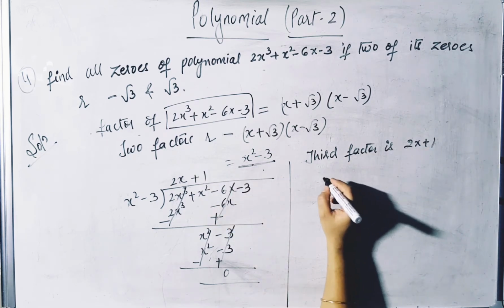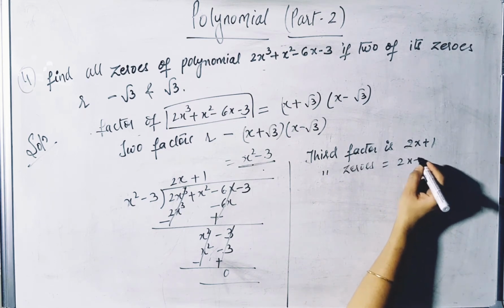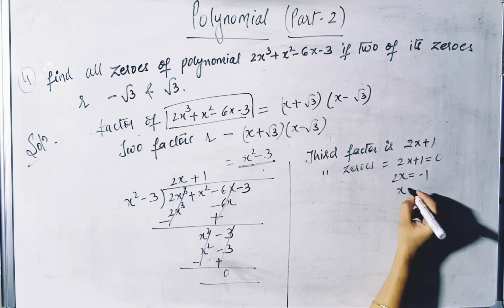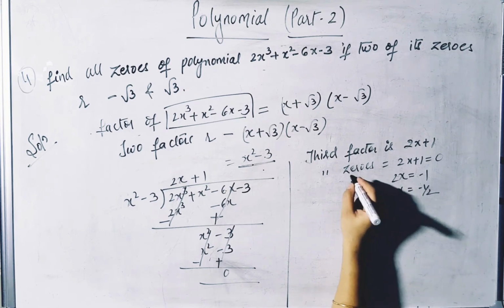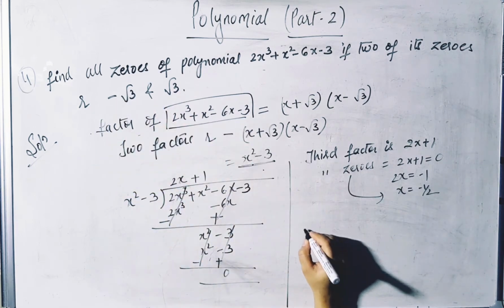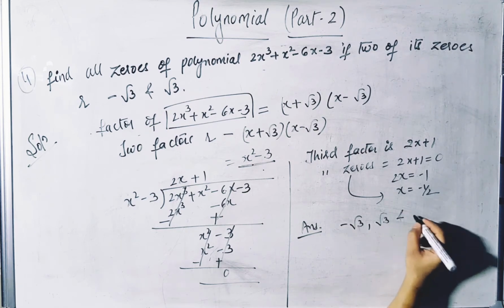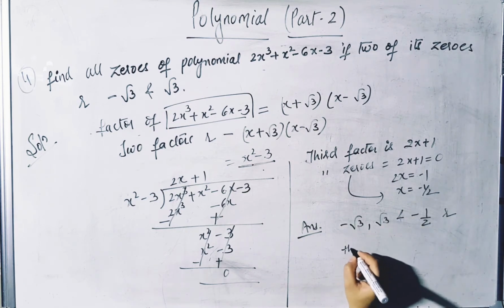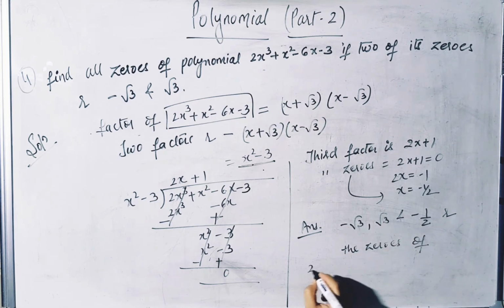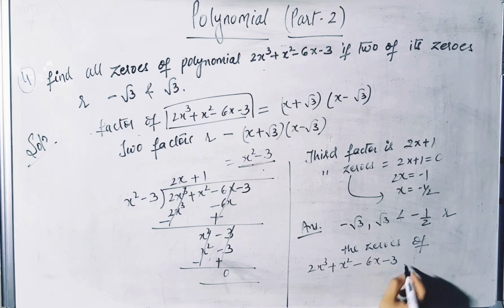If third factor is this, so the third 0 will be what? इसी value को हम 0 के equal रख देंगे. Thus the 2x will be minus 1, so x will be minus 1 by 2. So the third 0 is minus 1 by 2. So all the zeros कहा गया था? आंसर में अब हम लिखेंगे minus root 3 and minus 1 by 2 are the zeros of this cubic polynomial, that is 2x cube plus x square minus 6x minus 3.